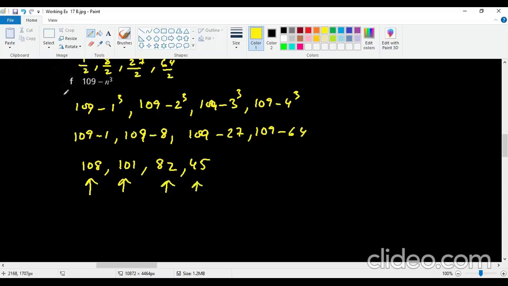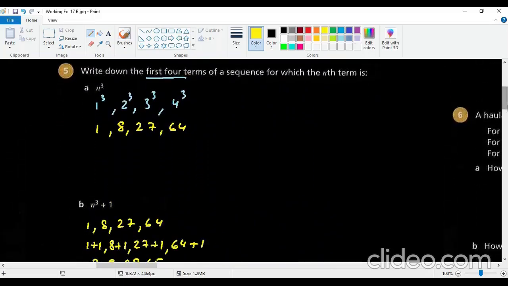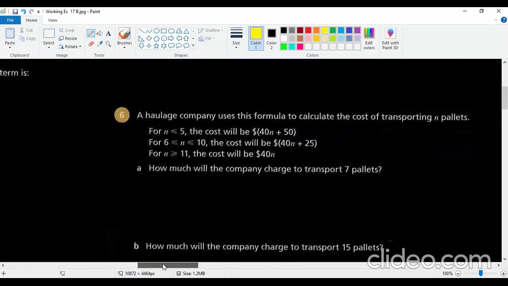Now comes question number 6. It is a bit tricky but easy at the same time.